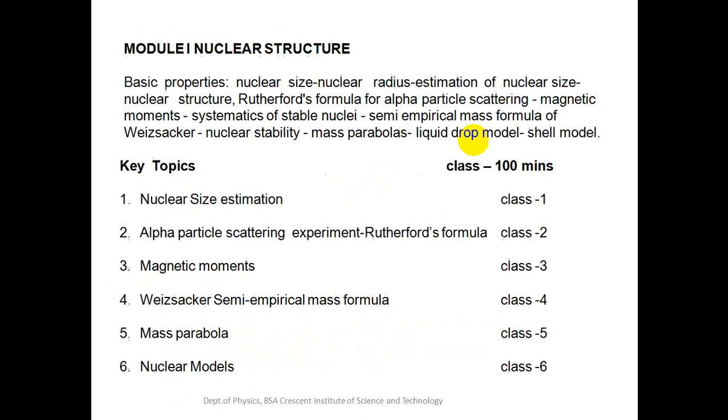So move on. The first module, nuclear structure, has a syllabus as stated here. We're going to discuss some of the important points that I've given here as key topics, also visible here. You can see we're going to see about nuclear size estimation, the alpha particle scattering experiment, and magnetic moments of the nucleons in the nuclei, the semi-empirical mass formula, mass parabola, and nuclear models. These are some of the topics.